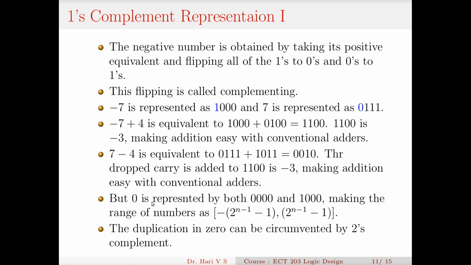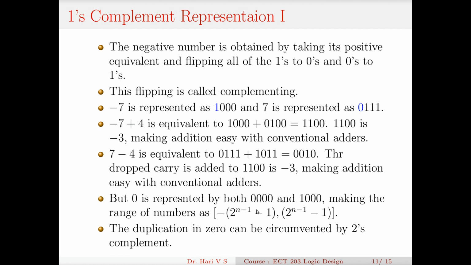Now here also the same problem comes, because 0 is represented by both 0 0 0 0 and 1 0 0 0, making the range of numbers from minus 2 raised to n minus 1 to 2 raised to n minus 1. Don't get worried by these equations. It is just minus 7 to 7 for a 4-bit code. For a 5-bit code, it is minus 15 to 15. So the wrong result in the addition of negative and positive numbers is circumvented, but the duplicate 0 is not circumvented. Duplicate 0 is still there.